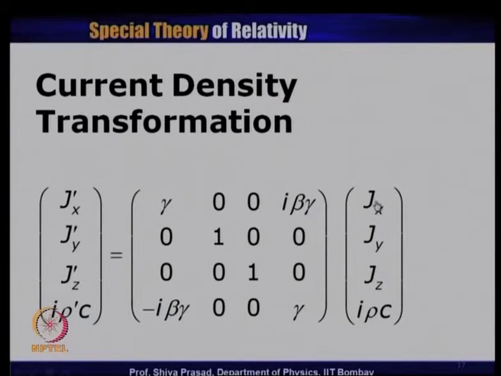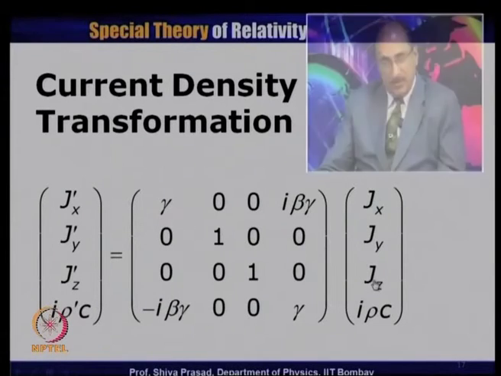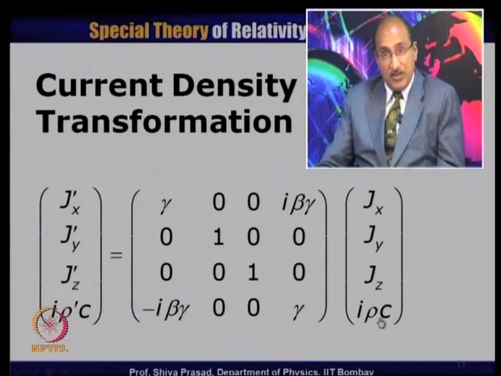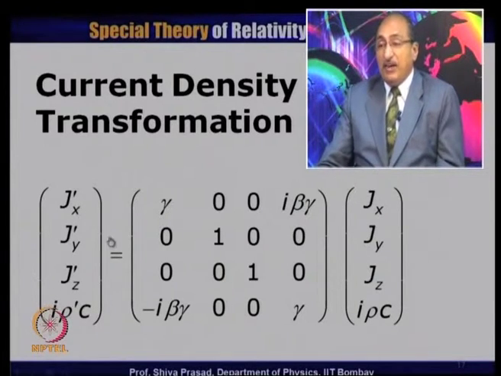So, we have in the S frame these components: the current density is J_x, J_y, J_z, the x, y and z components of the current density. The fourth component is i rho upon c, where rho is the charge density as seen in this particular frame of reference. I want to find out the current density and the charge density in a different frame, S prime, and let the components of the current density in S prime be given by J_x prime, J_y prime, J_z prime, and let the charge density be given by rho prime.